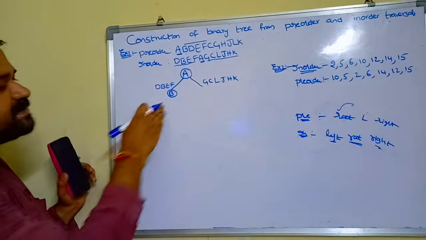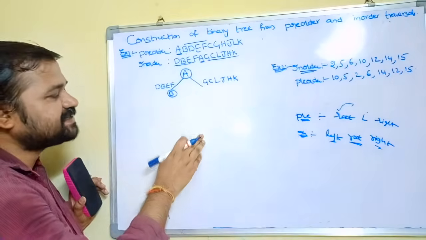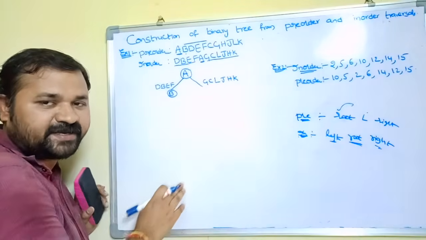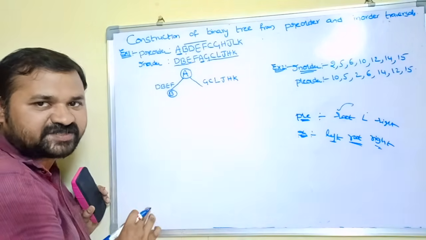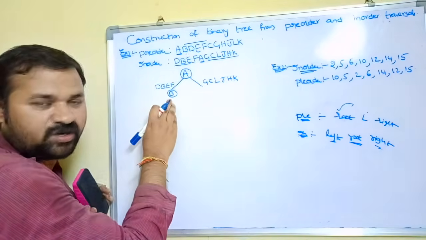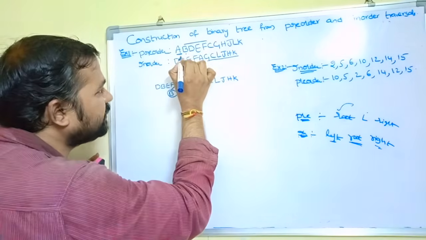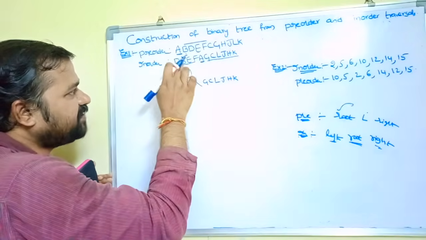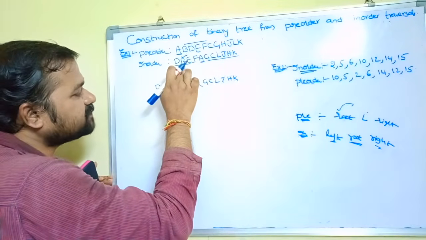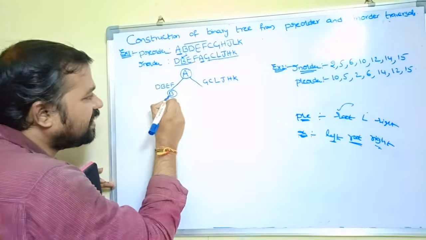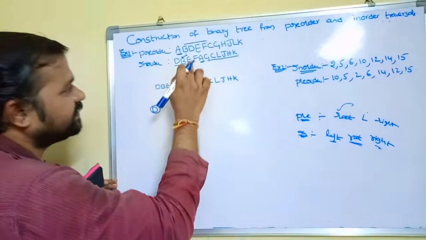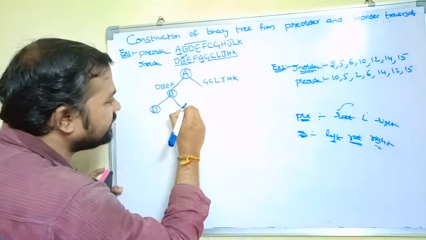Next, what is the left subtree of B and what is the right subtree of B? In order to determine them, we go to the inorder traversal and search for the node B. So here we have B. In inorder traversal, it is left, root, right, so B becomes the root node. D becomes the left subtree, whereas the right subtree contains the nodes E and F.